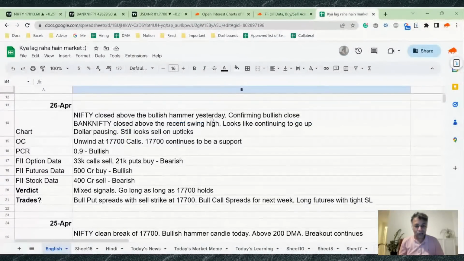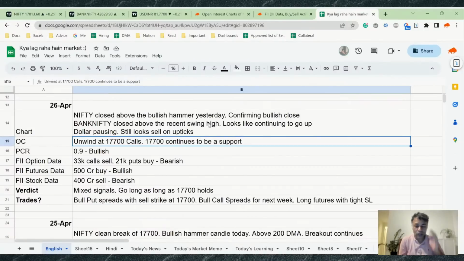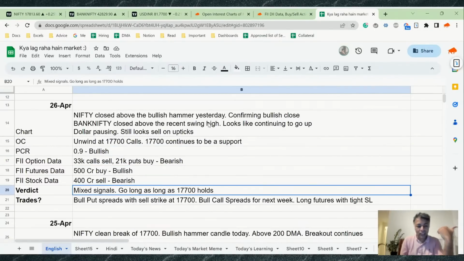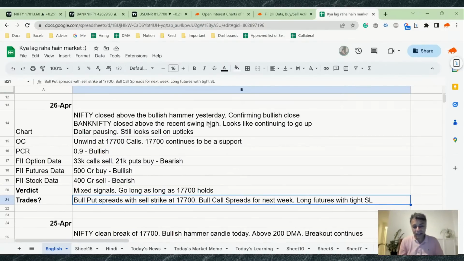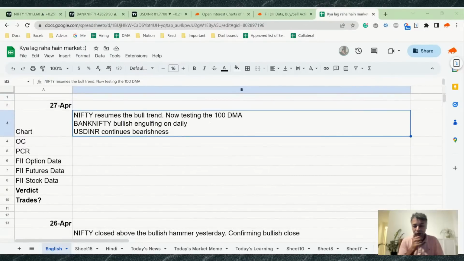So let's get on to kya lag raha market, right? First thing, let's do a screen share of our analysis yesterday. Yesterday, I think we had said bullish hammer, confirming bullish close, likely to go up. 17700 is a huge support, and you must have seen it today. Somewhere close to 17700 was today's low, and then again it bounced up from there. FII data was mixed signals, so we said go long as long as 17700 holds, and we said we can do bull put spreads with selling the strike at 17700, call spreads for next week, or long futures with tight SL. Anything you would have done, you would have made money today, right?